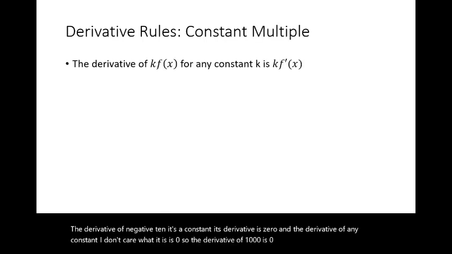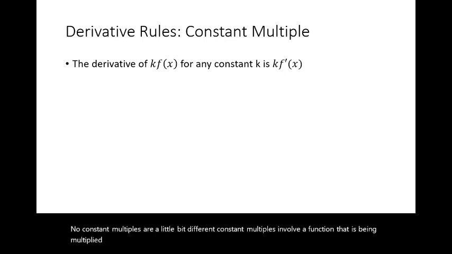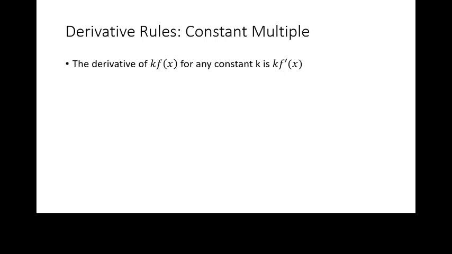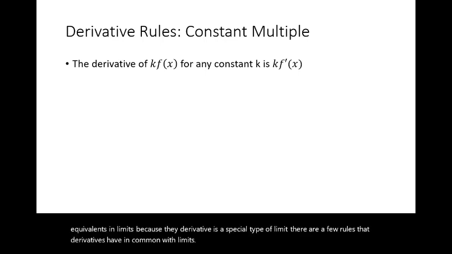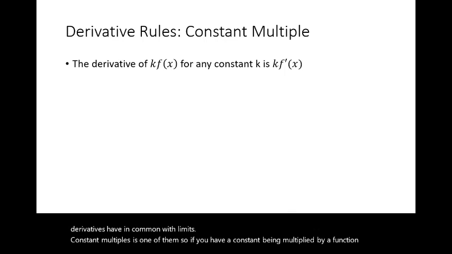Now, constant multiples are a little bit different. Constant multiples involve a function that is being multiplied by some constant. And there are going to be some derivative rules that have their equivalents in limits. Because a derivative is a special type of limit, there are a few rules that derivatives have in common with limits. Constant multiples is one of them. So if you have a constant being multiplied by a function, then its derivative is just going to be that constant k times the derivative of the function.